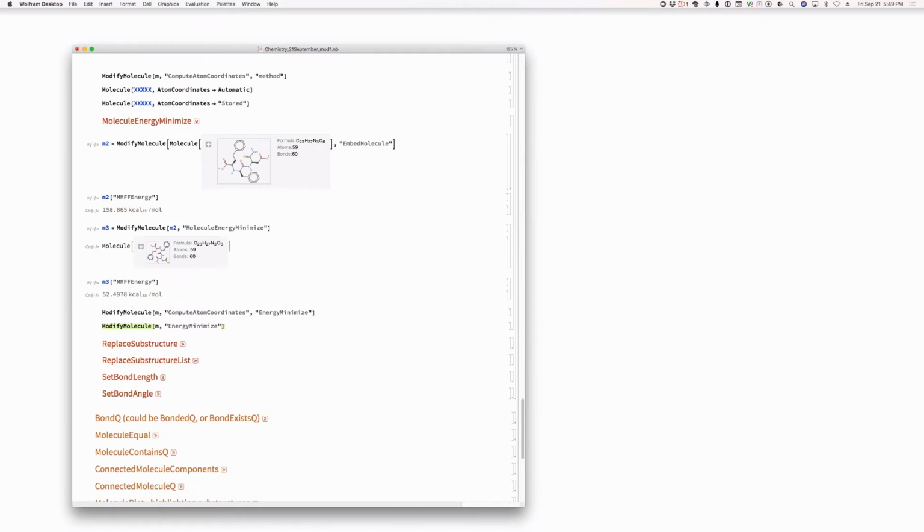Okay. So what do you think this should be called? Okay. So we're saying compute atom coordinates using some random method, and then this is. Why not just energy minimize atom coordinates? It's verbose, but, well, that's what I was suggesting. Yeah.